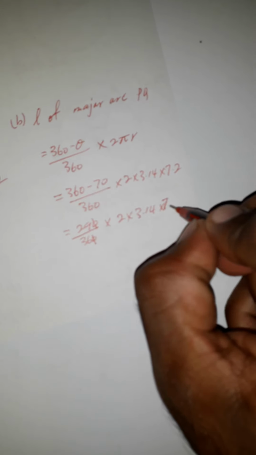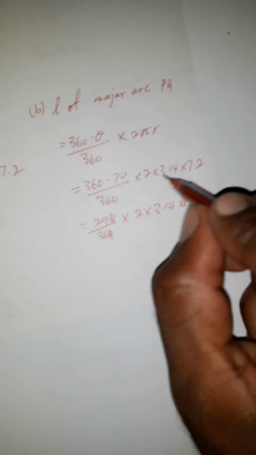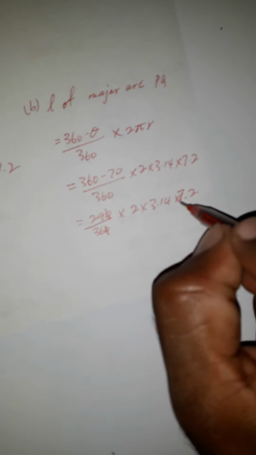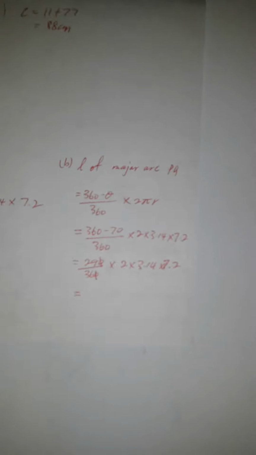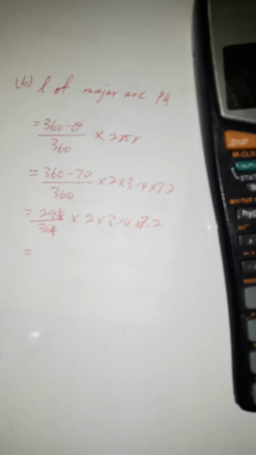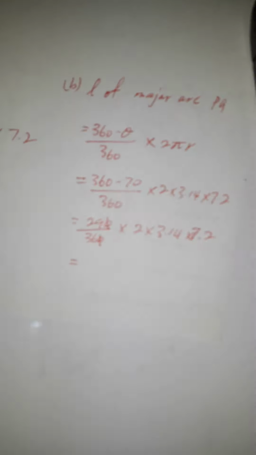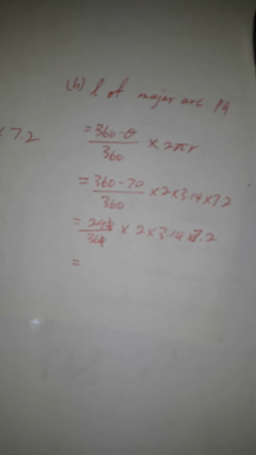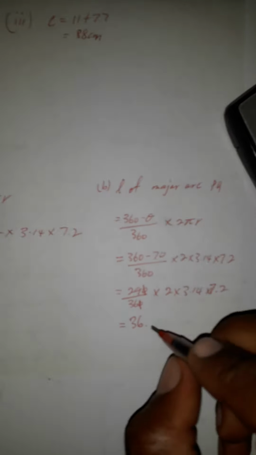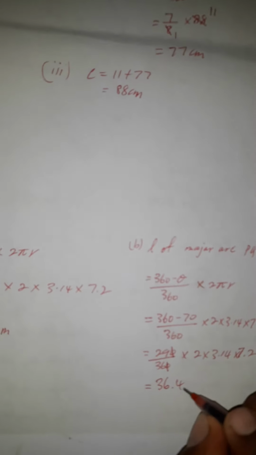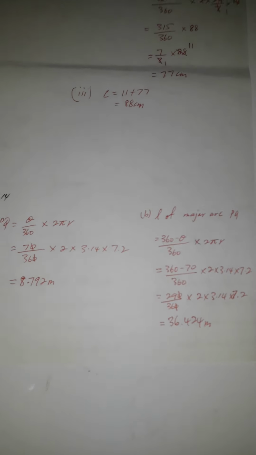If I like, I could have multiplied all of that and written the answer instead of writing back all of that, but I just chose to write it. So now I'll do all my calculation at once. So let's see, 29 divided by 36 times 2 times 3.14 times 7.2. Our answer is 36.424, and that will be in meters. Alright, so that's it for this video.